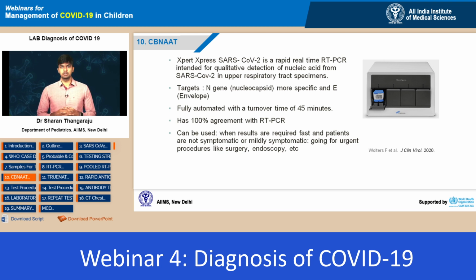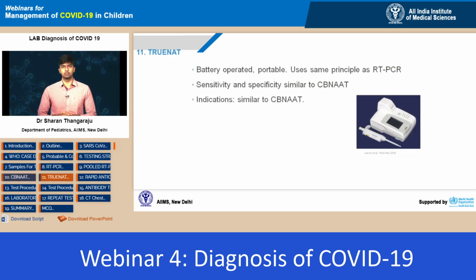Cepheid Expert Express SARS coronavirus 2 has been validated by multicentric trials and is found to have comparable sensitivity and specificity as the RT-PCR. It detects the N and the E gene and has a turnover time of about 45 minutes. The CBNAT, although more feasible than the RT-PCR, still requires a 24-hour air conditioning and an uninterrupted electrical power supply for its smooth functioning, which is not feasible in most of the peripheral health settings in India. It is used when results are required fast and patients are not symptomatic or mildly symptomatic and are going for urgent procedures like surgery or endoscopy.